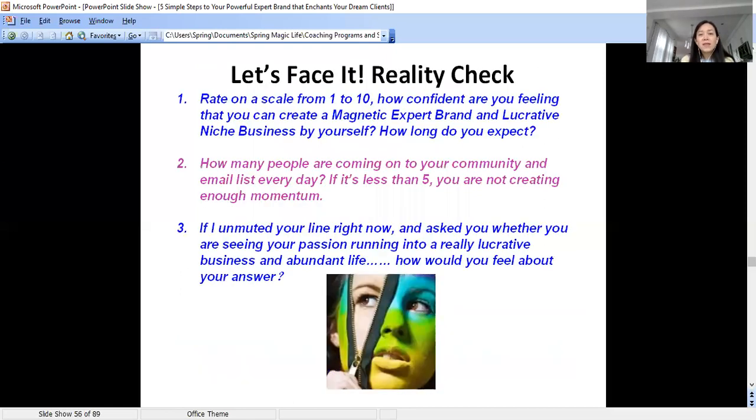So let's face it. Here we have another reality check. On a scale of 1 to 10, how confident are you feeling that you can create a magnetic expert brand and lucrative niche business by yourself? I know eventually you could figure that out, but how long do you expect that to take? How many people are coming onto your community and email list every day? If it's less than 5, you are not really creating enough momentum in the market.